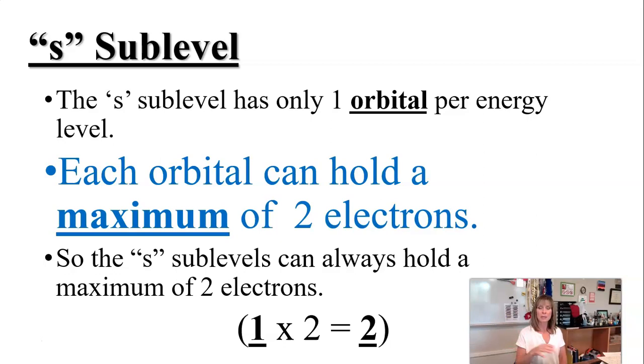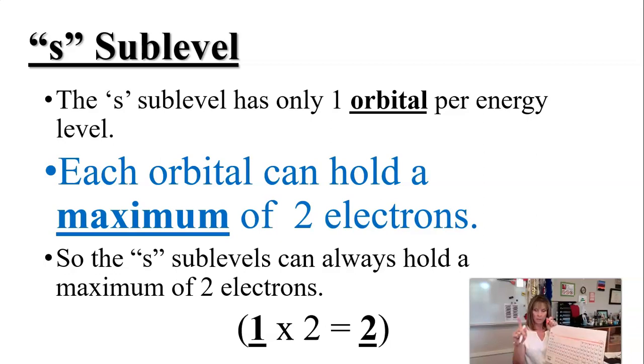The S sublevel has only 1 orbital per energy level. Each orbital can hold a maximum of 2 electrons. That's really important. So where is the S sublevel? Since it can only hold 2 electrons, it is the first row here. It can hold hydrogen's electron and helium's, so 2 electrons within that S sublevel.